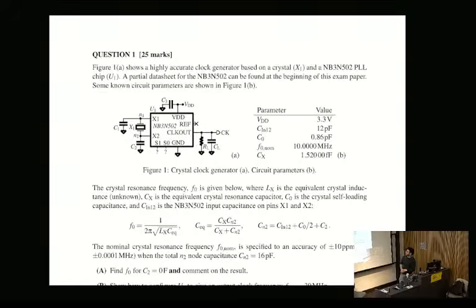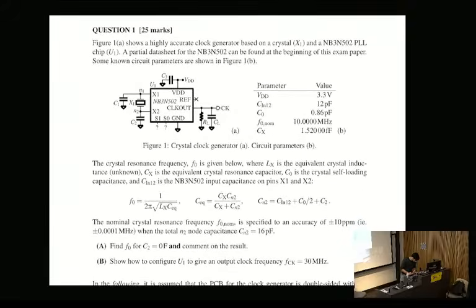Figure 1A shows a highly accurate clock generator based on a crystal and a PLL chip U1. A partial datasheet for the NB3N502 can be found at the beginning of this exam paper. Some known circuit parameters are shown in figure 1B. Now, this is very common. The first question or the second question usually always has a datasheet associated with it. So it's good to get familiar with how to read a datasheet.